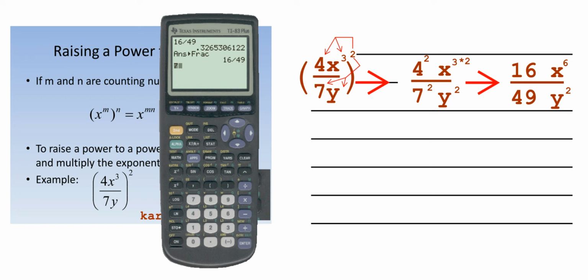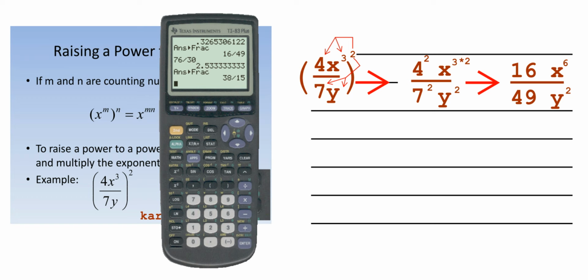Let's try something like 76 over 30 maybe. Let's see if we can simplify this. It gives us the decimal, agreed? So let's use the math button on the fraction option. By hitting 1 or enter for the fraction option, and hitting enter again, that gives us a simplified fraction of 38/15. We wouldn't be able to simplify any further than that.